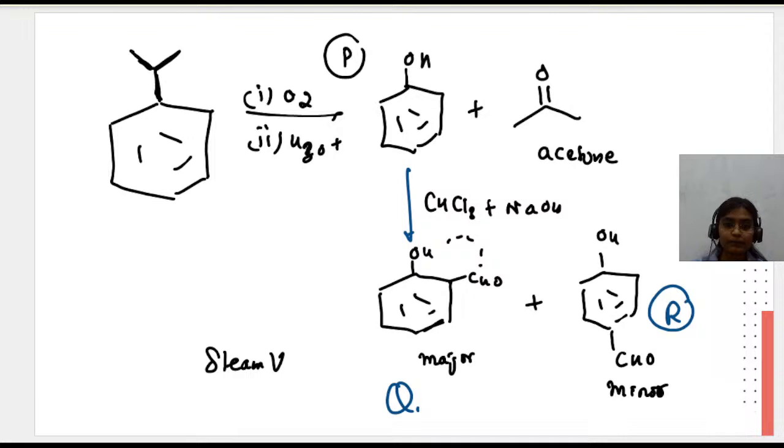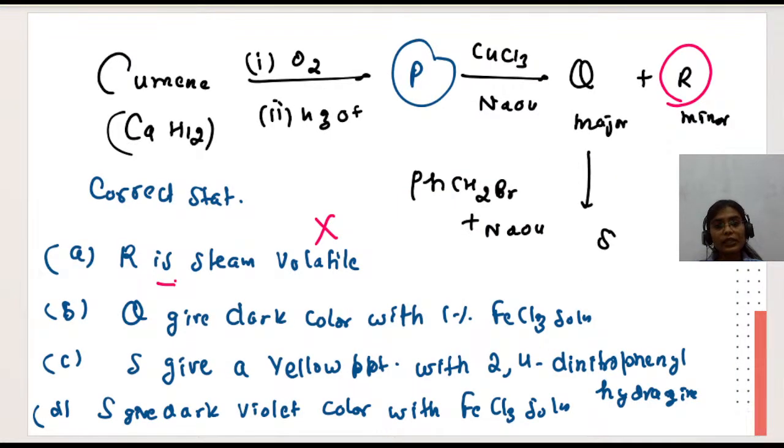So I hope this point is clear. Which one is correct here? Like this is the correct one. Sorry, where is the steam volatile? S is a dark color. So R is not the steam volatile, and it's not given as an option. It means Q is steam volatile. Let me just write it: it is a steam volatile. So one option is not correct. Now, what is Q?